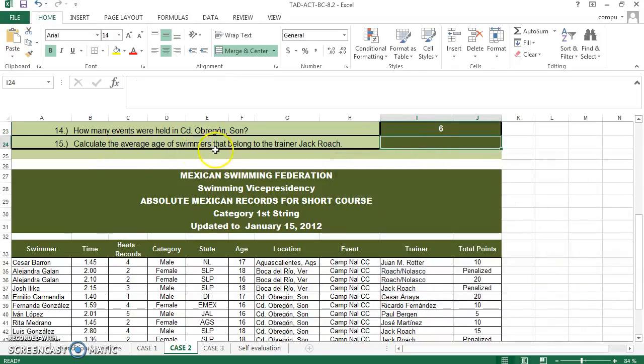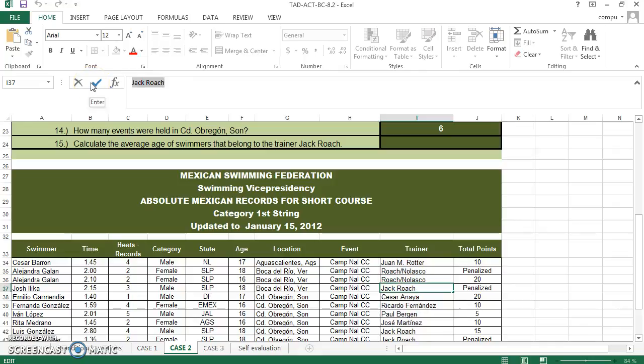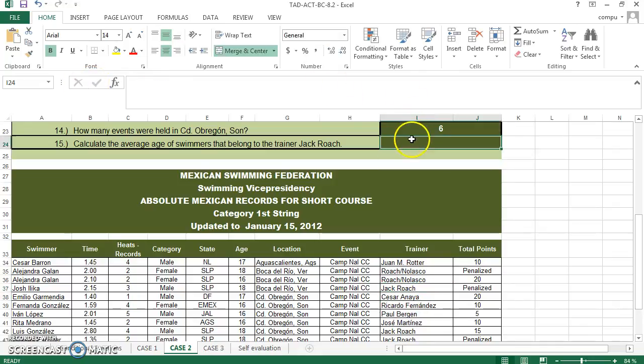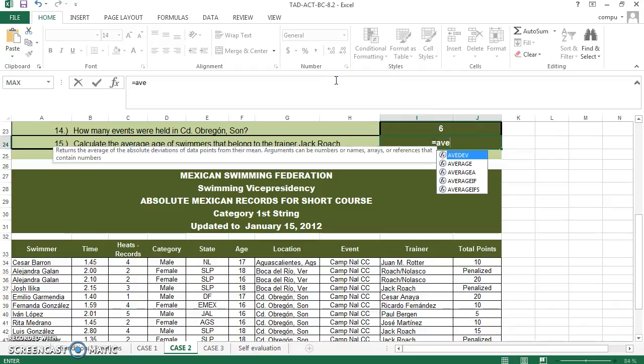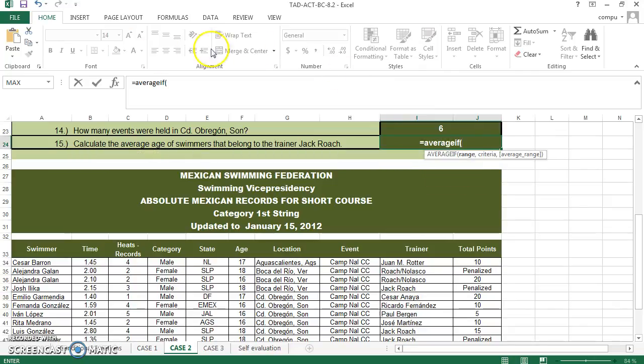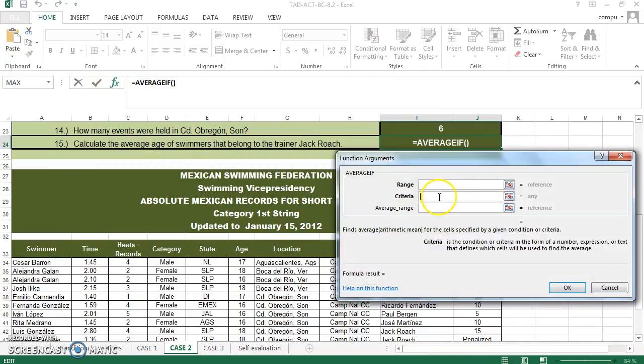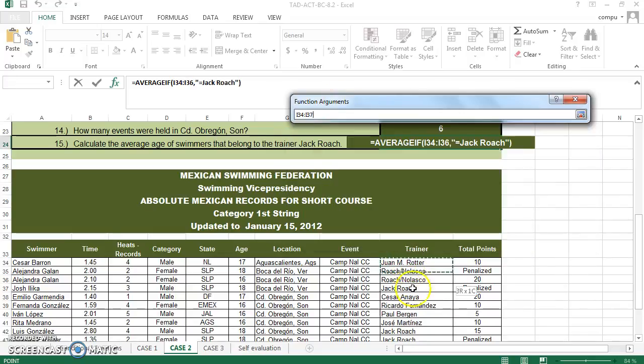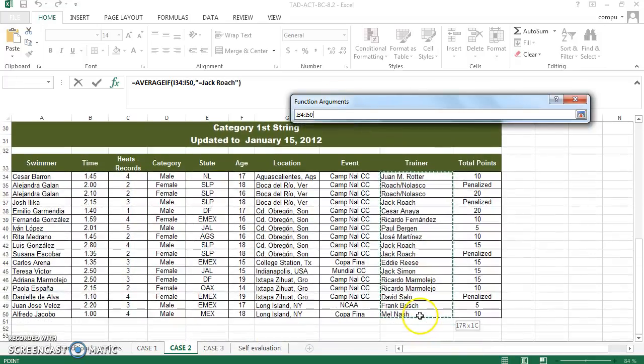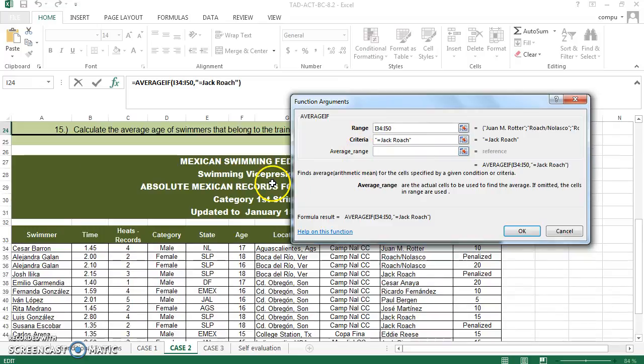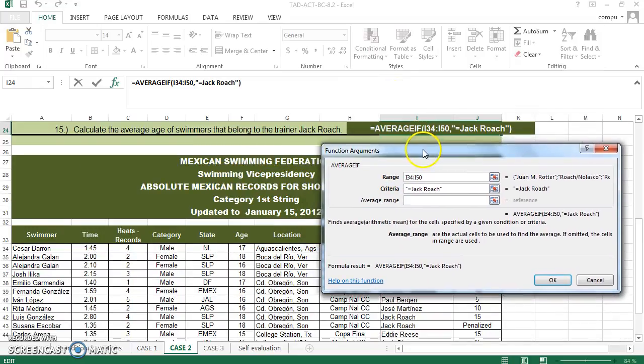Calculate the average age of swimmers that belong to the trainer Jack Roach. So I only need the ones whose trainer is Jack Roach. So equals AVERAGEIF, my criteria is trainer Jack Roach. The information of the trainer is on column I, and they want us to get the average of the age on column F.